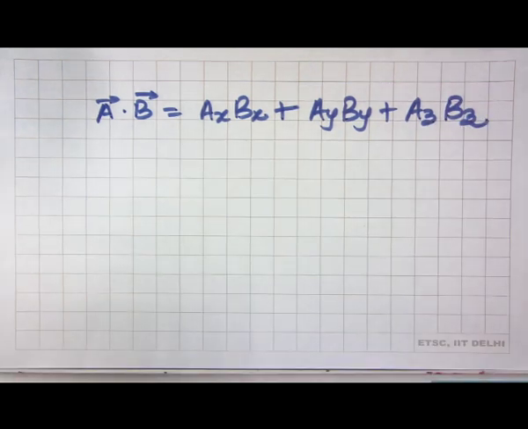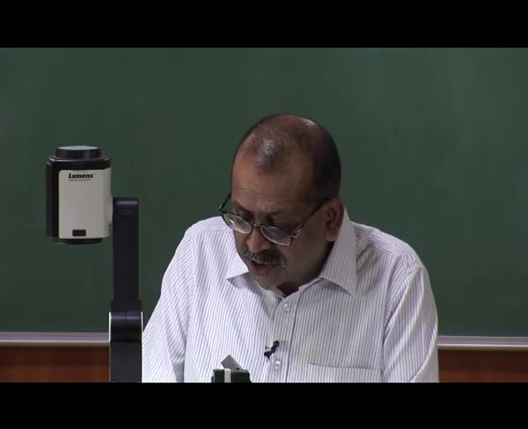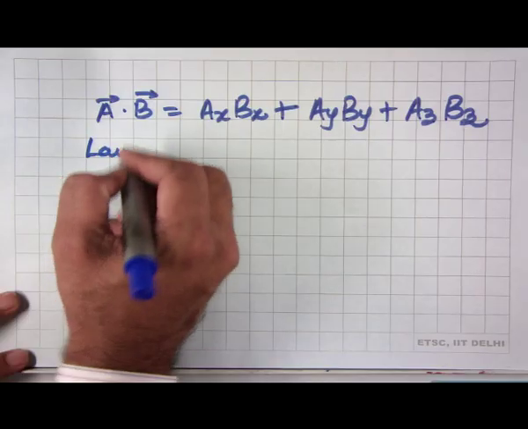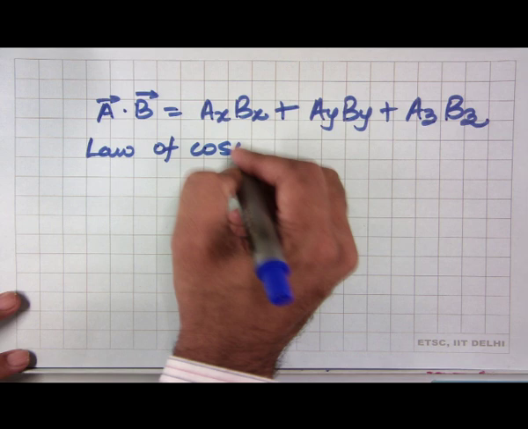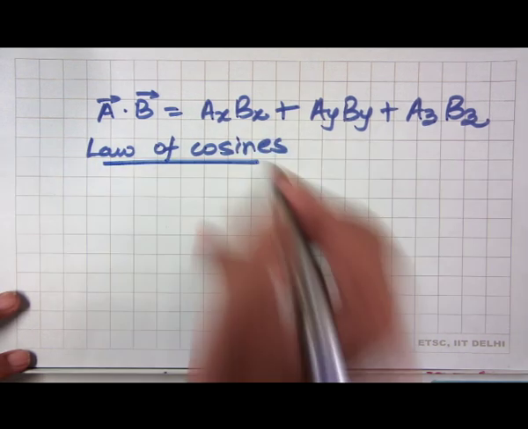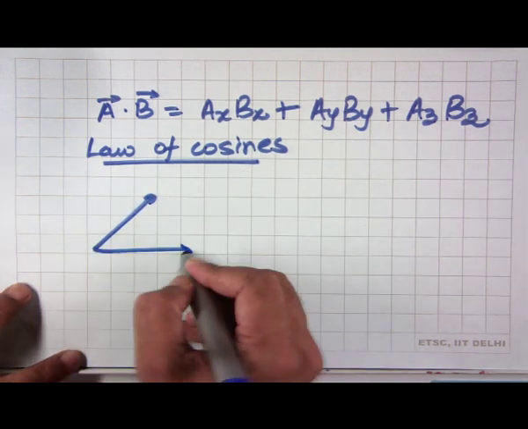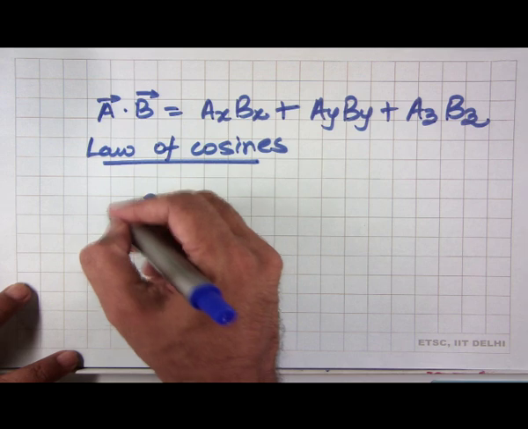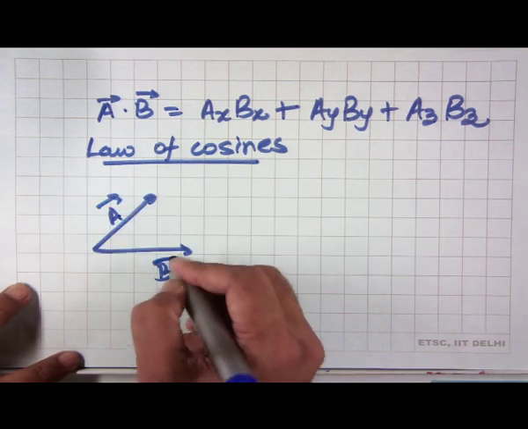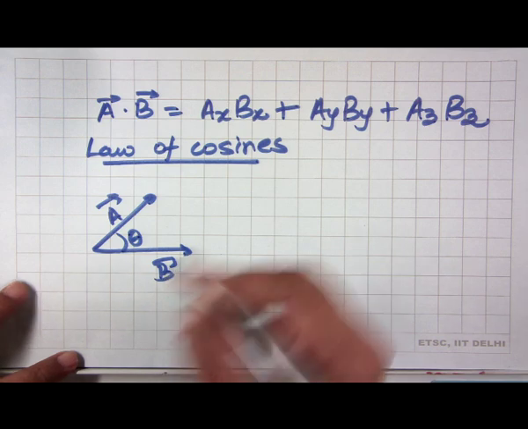So, this is how we can work out. Now, if we look at the triangle law of cosines, we can easily show this using the dot product. If we have a vector A here, vector B, the angle between them is theta.